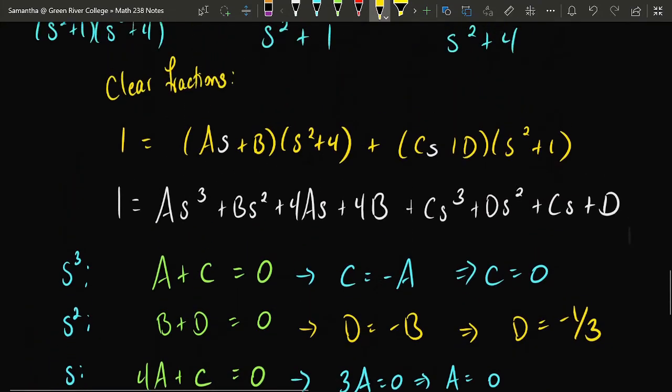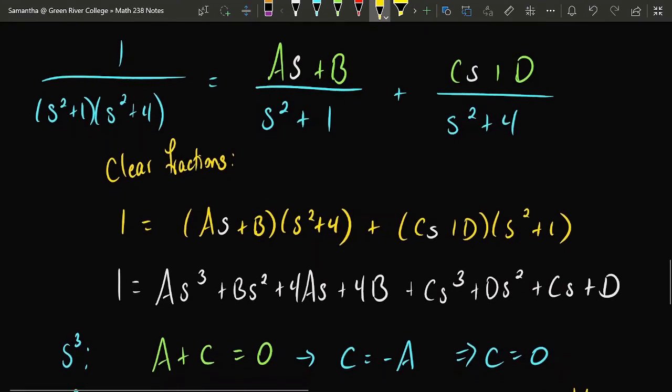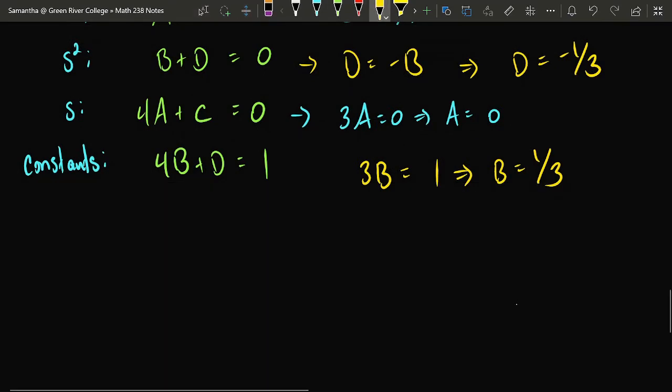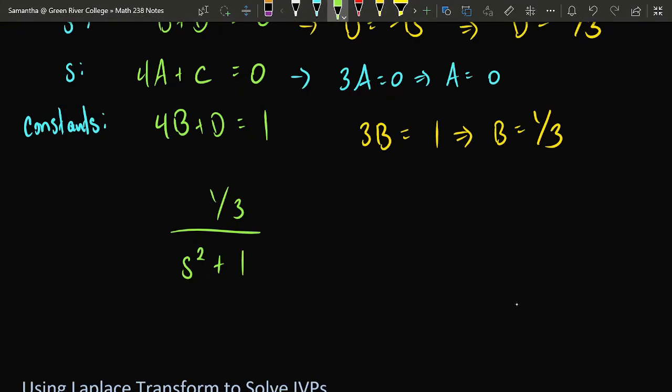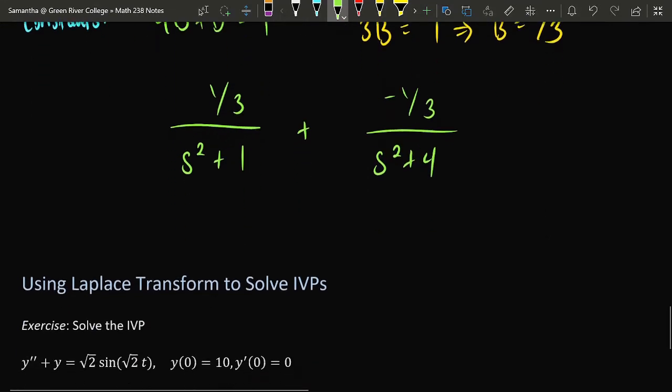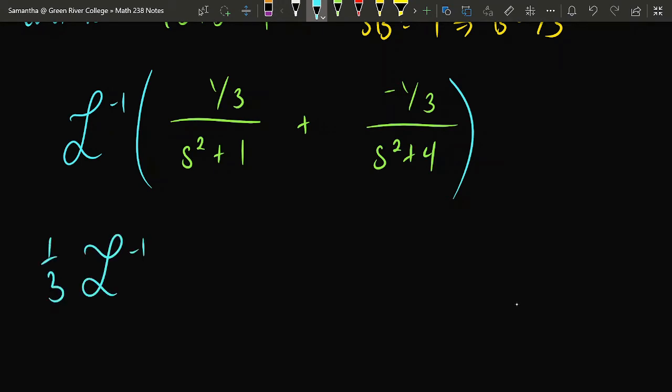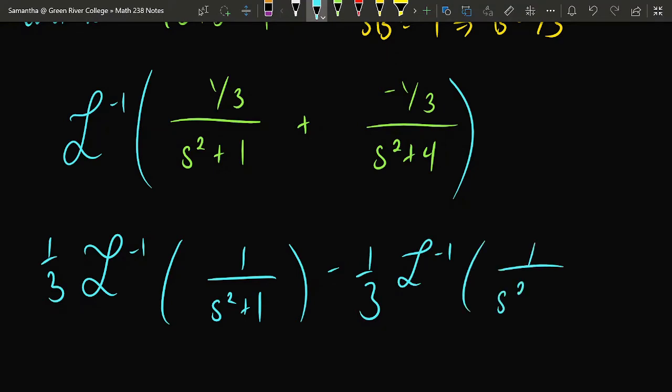So using that data, what is the decomposition of the expression that I am working with? The decomposition is equal to 1/3 (1 over s squared plus 1) plus negative 1/3 (1 over s squared plus 4). So if I want to find the inverse Laplace transform of this expression, I can now use linearity to turn this into 1/3 inverse of 1 over s squared plus 1 minus 1/3 inverse of 1 over s squared plus 4.